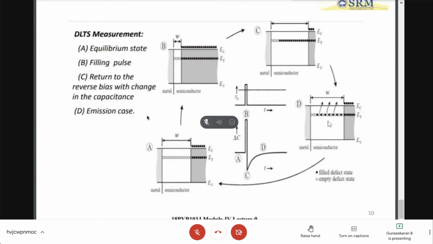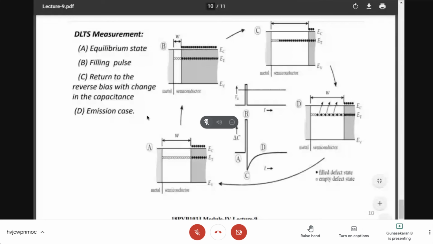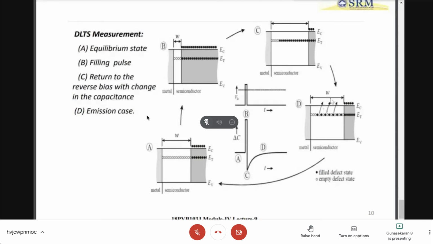Come to D, the emission case. In the reverse bias condition, at the deepest level, you again see some of the atoms from the defect level coming out. Here the width of the region is the same. Some of the atoms are coming out of the deepest level, from the filled defect states and the empty states. So each and every trapping is an emission of the charge carriers. That is given in the A, B, C, D regions here.